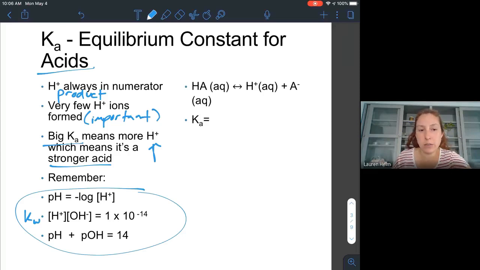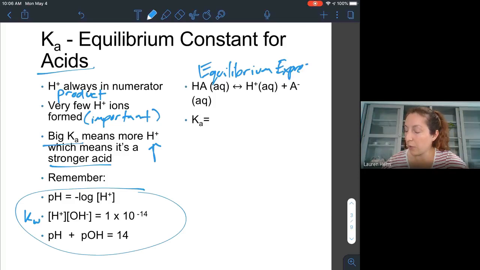So how we do these, if we want to write the equilibrium expression, and remember, if you have questions at any point, go ahead and let me know in the chat, and I will stop and answer your questions right away.